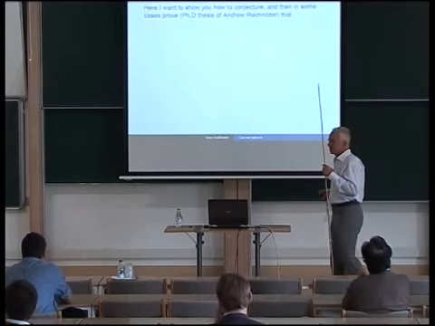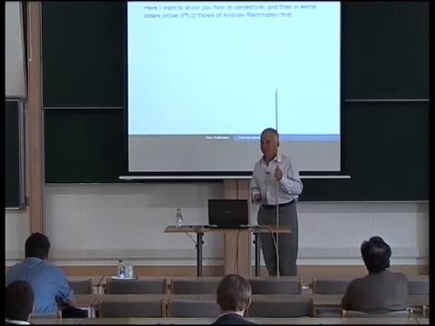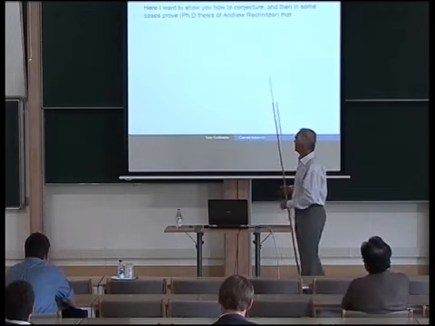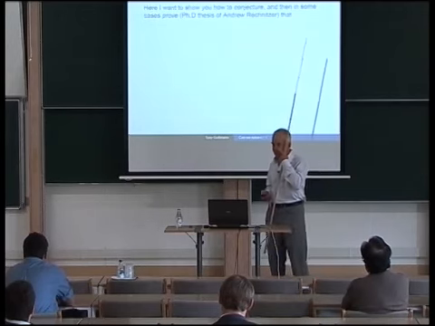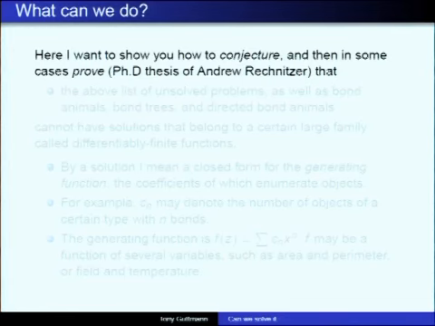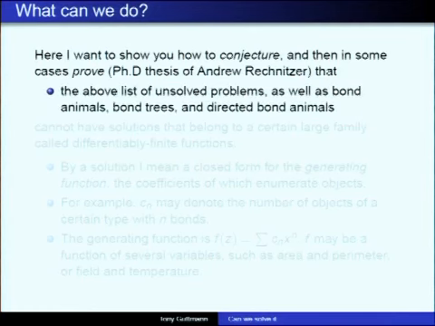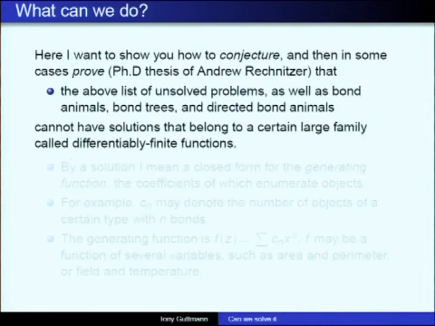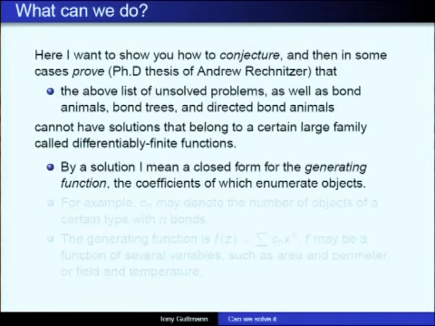Okay, so here I want to show you how to conjecture, and then in some cases prove, the proof part being based on the PhD thesis work of Andrew Rechnitzer, who was a student of mine who also spent a year in France working with Mireille Bousquet-Mélou, that the above list of unsolved problems, as well as a bunch of others that I haven't mentioned, like bond animals, bond trees, and directed bond animals, cannot have solutions that belong to a certain large family called differentiably finite functions, which I shall define in a moment. And by a solution, I mean a closed form for the generating function, the coefficients of which enumerate objects.